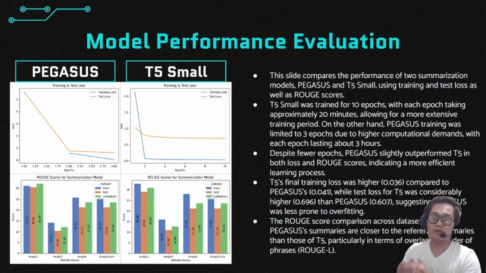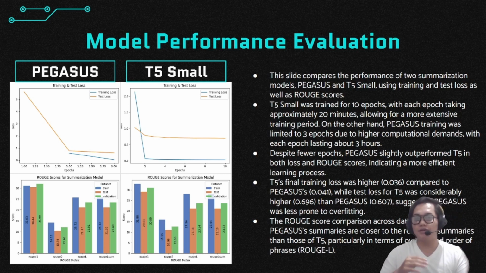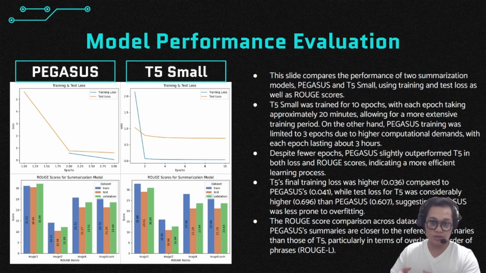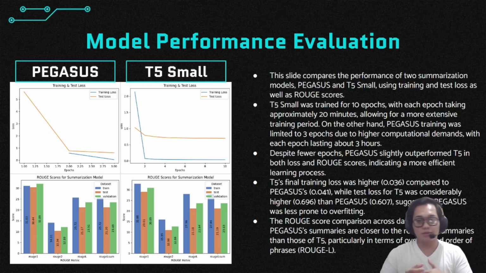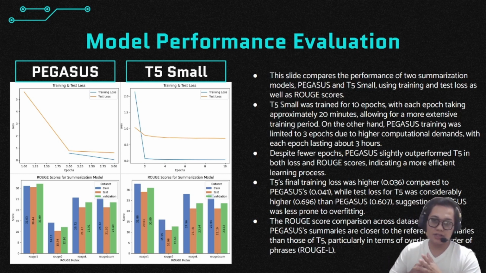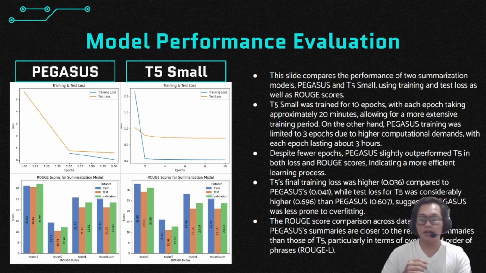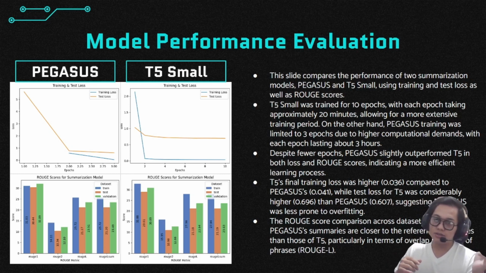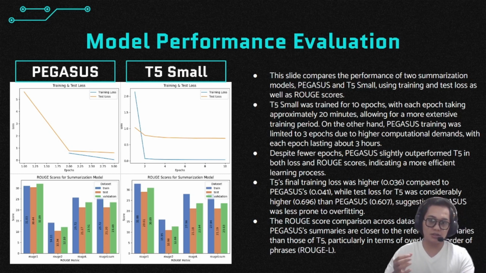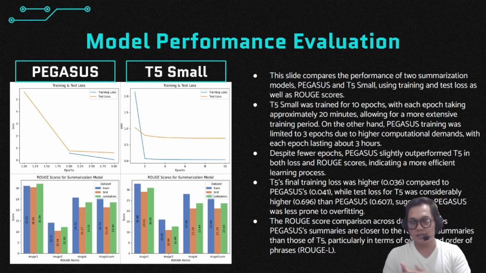Despite fewer epochs, Pegasus likely outperformed T5 in both loss and ROUGE scores, indicating a more efficient learning process. T5's final training loss was a little bit lower, 0.036 compared to Pegasus at 0.041, while test loss for T5 was considerably higher at 0.696 than Pegasus at 0.607, suggesting that Pegasus was less prone to overfitting.